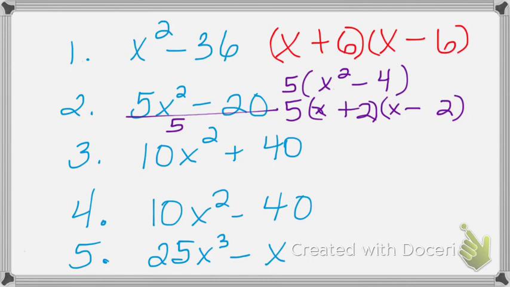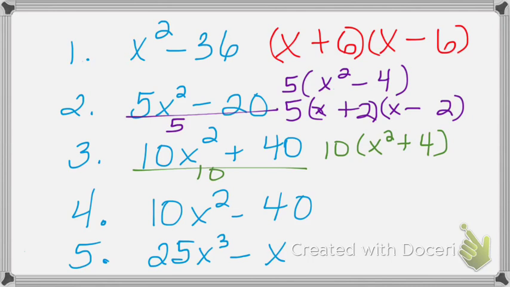Okay, next. Well, first of all, it's not a difference of two squares. How do I know? There's not a minus in the middle of it. It's a plus. So that's kind of tricky. So is there a greatest common factor? 10. So let's divide out the 10. That's the answer. You can't go any further. And it's because it's not a difference.